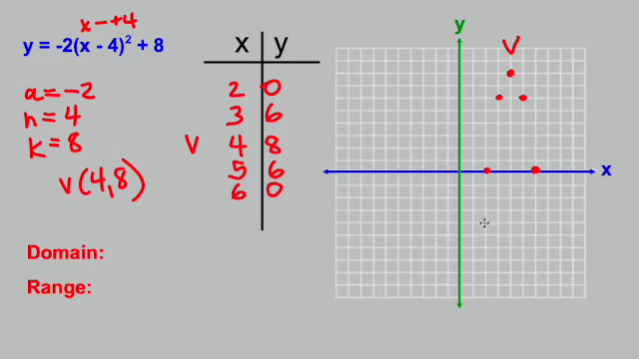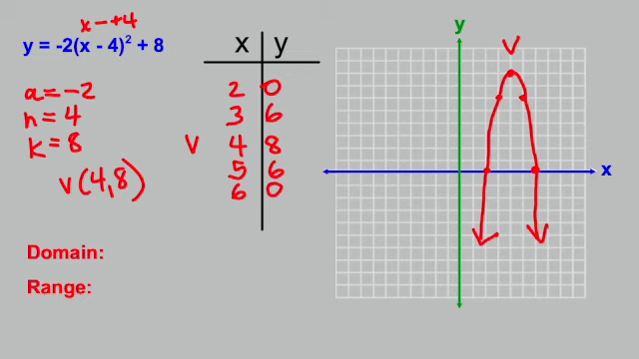So this is not going to be my finest parabola ever, but I'm going to do my best here. I'm going to try to connect them. It's going to kind of curve. It's going to come back down. I'm going to put arrows on the ends. And there we go. That is a basic graph of that equation.